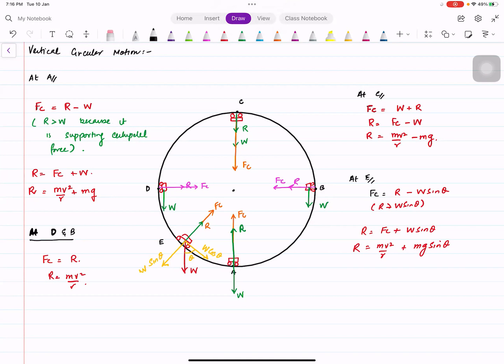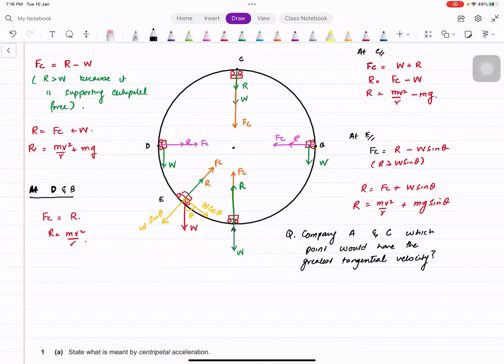Usually a question comes where they say, comparing A and C, which point would have the greatest tangential velocity. So what you need to remember is that, number one, the speed will be greatest at point A, first of all.